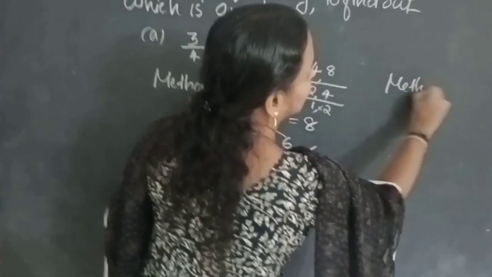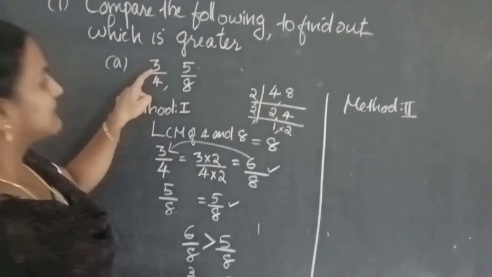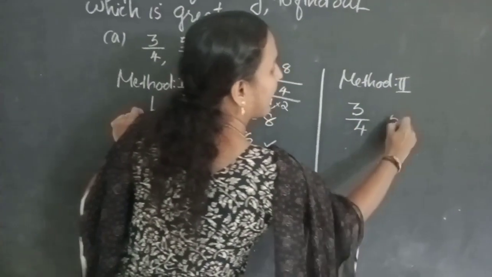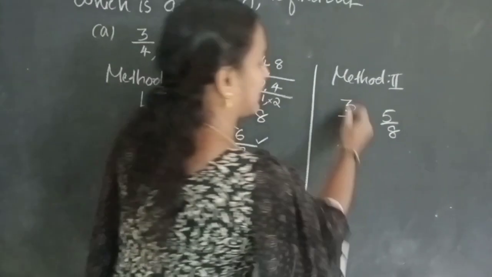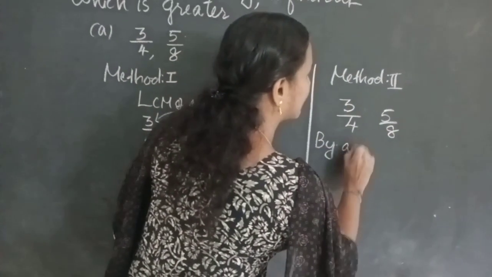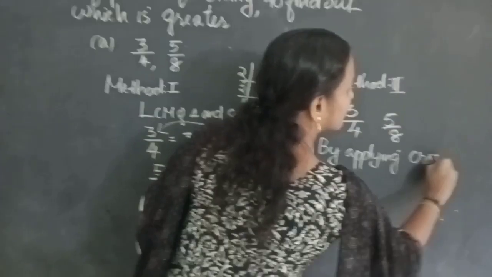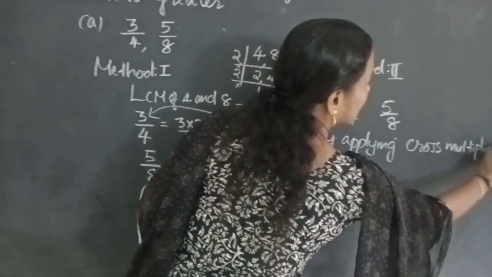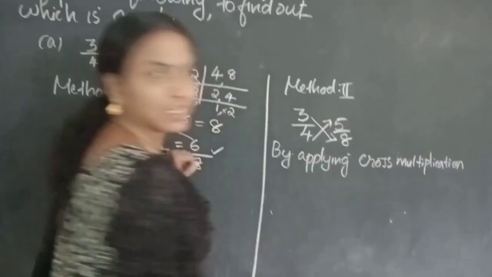Otherwise, one more method is there. Method 2. 3 by 4 and 5 by 8, by applying cross multiplication.